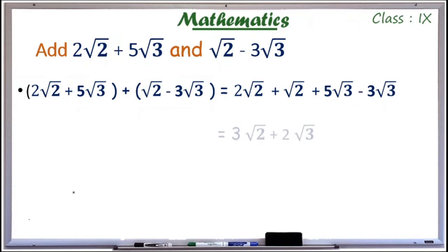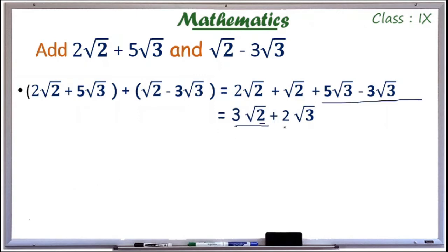And 2 root 2 plus root 2, I get 3 root 2. And 5 root 3 minus 3 root 3, I get 2 root 3. So we cannot add these two, okay. So root 2 and root 3 are entirely different. So we cannot add root 2 and root 3, but we can add the terms of root 2 and the terms of root 3.